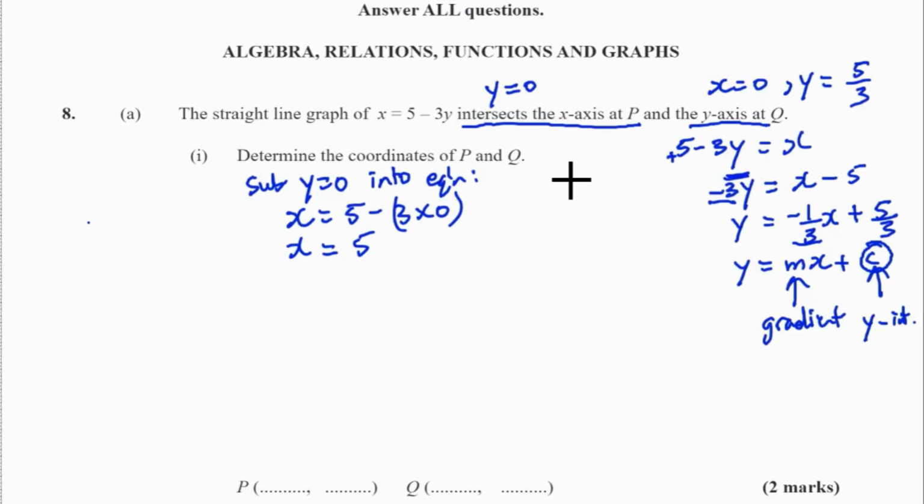So therefore, for the coordinate P, the point is going to be (5, 0), because remember we already had y equal to 0. And for Q, the x value would be 0, and the y value would be 5/3, and these would be our coordinates.